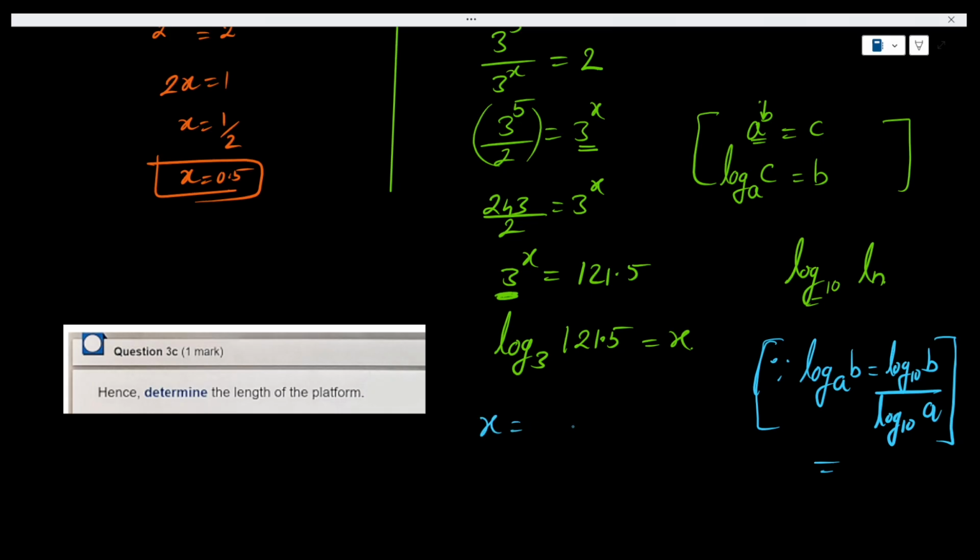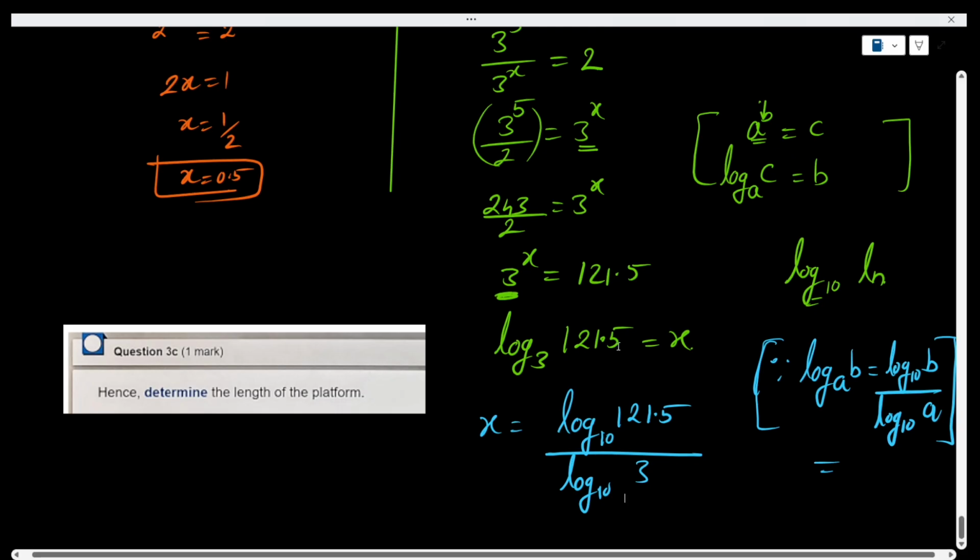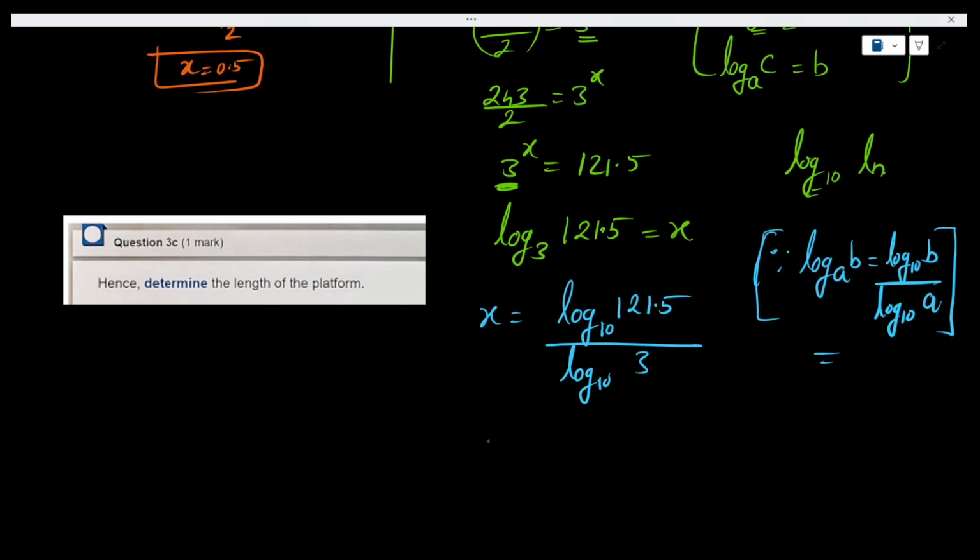So x will be equal to, I can write, log 121.5. Now when log is written, it's always to the base 10. Otherwise in the calculator you don't have a base 3 log. So this is the way you get it. Now you can use log here. I can take log 121.5 divided by log 3, and your answer comes out as 4.36907, which is approximately 4.37.